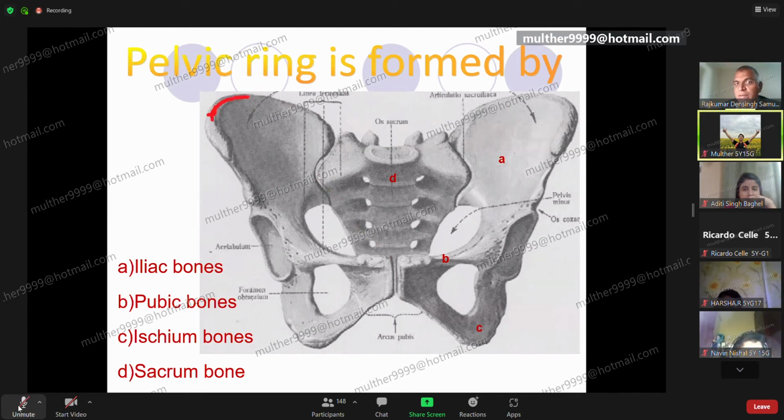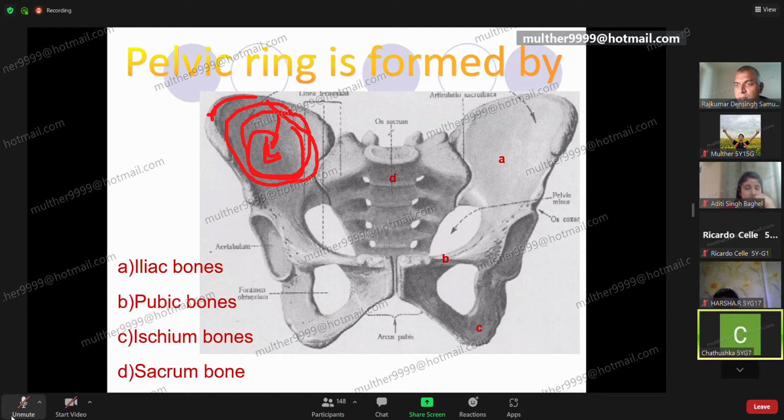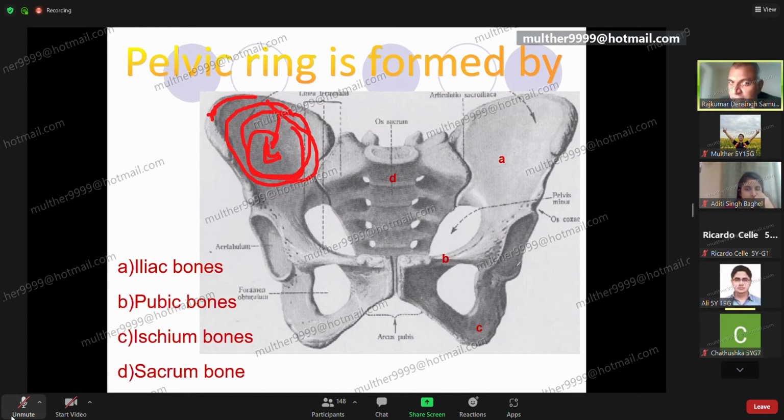Iliac crest, we have. So you know this is your iliac bone. And this part of the iliac bone, how do you call this part, the circular part of the iliac bone? Wing of the iliac bone. Very good. This is the wing of the iliac bone.